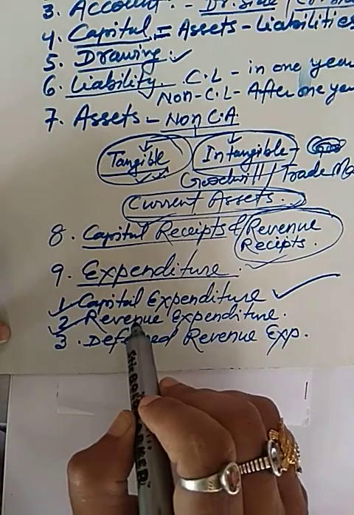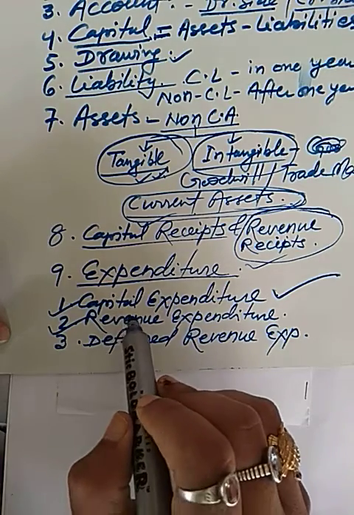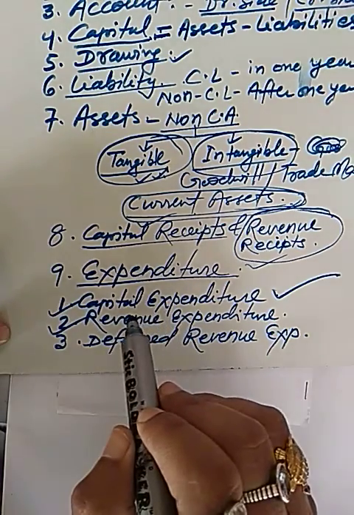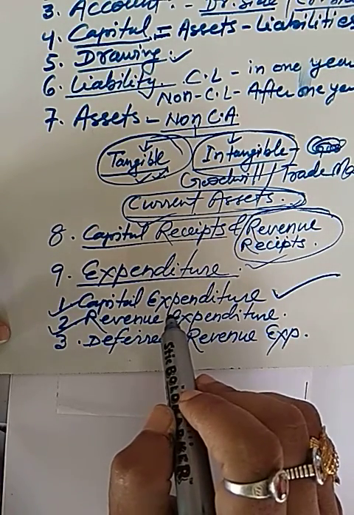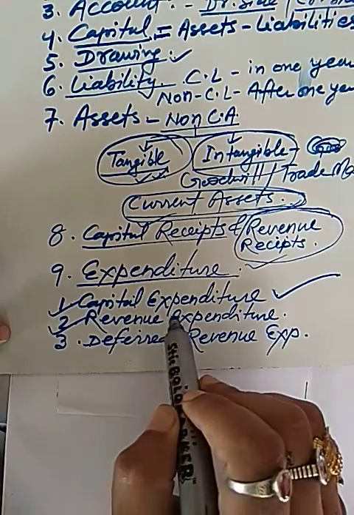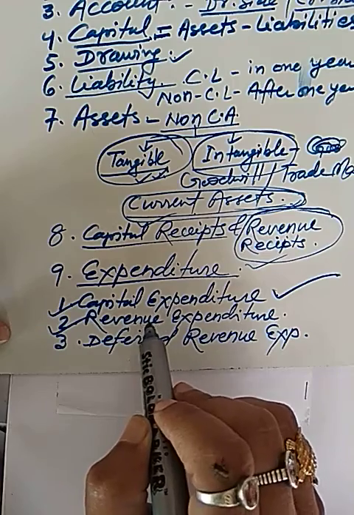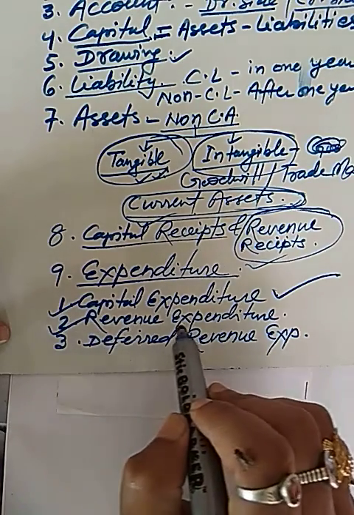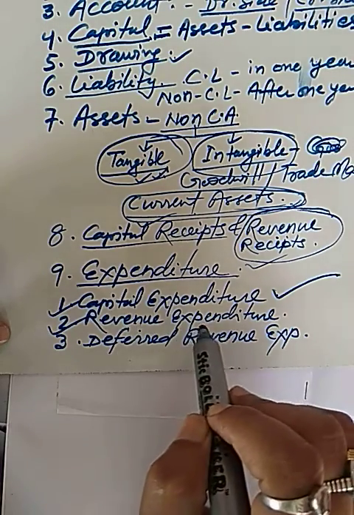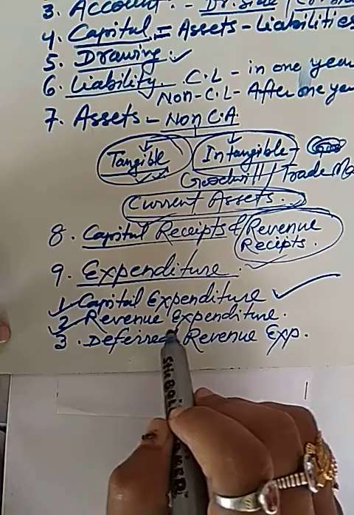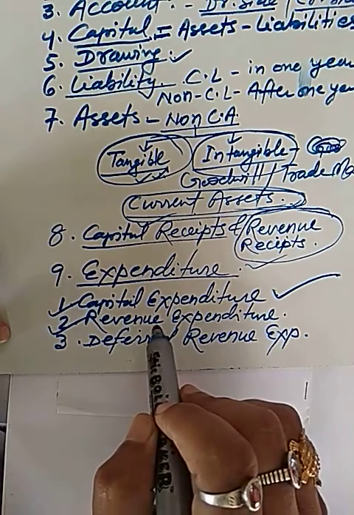Difference between capital and revenue expenditure may be: capital expenditure is for the purpose of increasing the earning capacity of business, whereas revenue expenditure is incurred for maintenance of earning capacity of business.